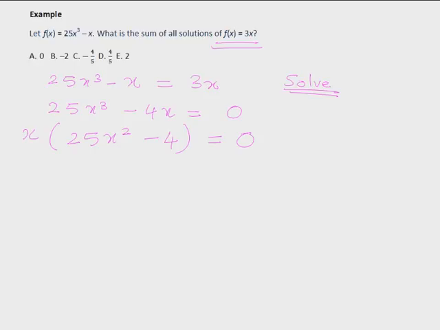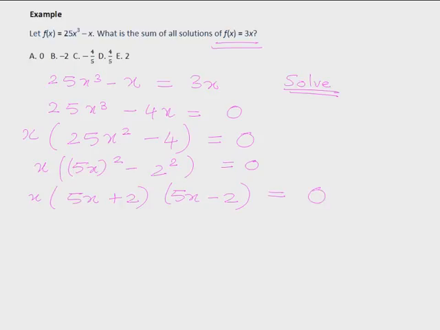Can I do better? Yes, I can. The 25x squared minus 4 is a difference of two squares. It's (5x) squared minus 2 squared. So I can factor it further. It's of the form a squared minus b squared. When I factor it, I get (a plus b) times (a minus b): (5x plus 2) times (5x minus 2). And of course, this entire product is 0.